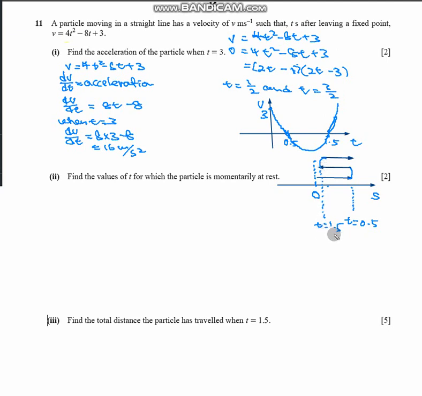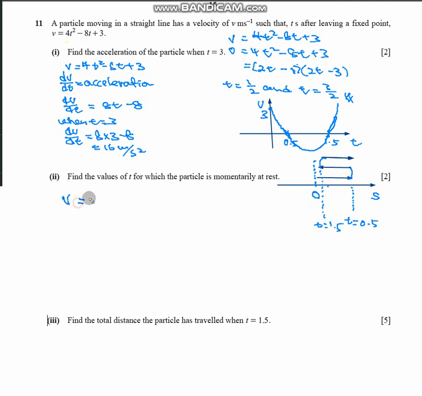Okay, now at which position is this point when t equal to 1.5? To find this, we have to integrate. Okay, we have to integrate this in order to find the distance. So we will go ahead and integrate this. This value of t will be t equal to half. This is the answer. Okay, now let's integrate this.